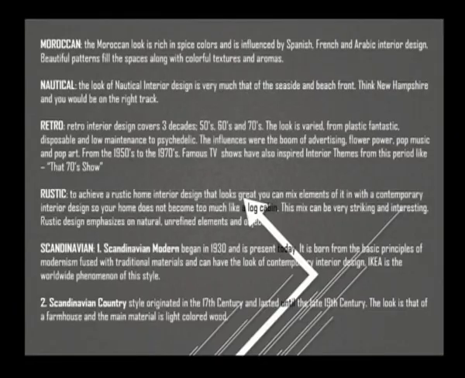Then we're going to look at Moroccan interiors. The Moroccan look is rich in spice and colors, influenced by the Spanish movement, French and Arabic interior design. Beautiful patterns fill spaces along with colorful textures and aromas.